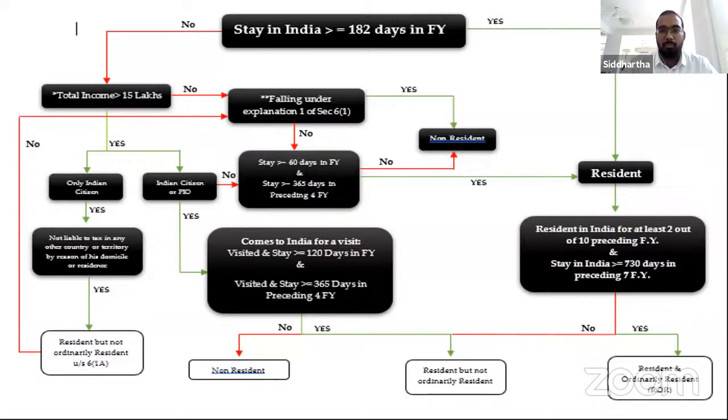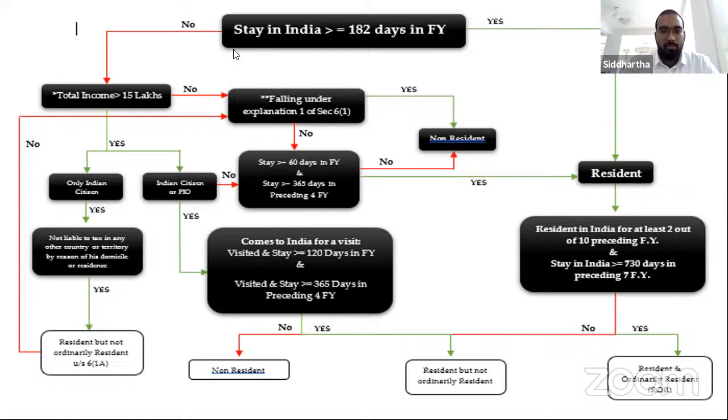So the first limb we have completed, where if your stay in the current financial year for which you are determining the residential status is exceeding 182 days, then you become a resident. And for determining ordinary and non-ordinary resident, you have to check if both these criteria, as in resident in India for 2 years out of 10 preceding years, and stay in India for more than 70 days, are satisfied.